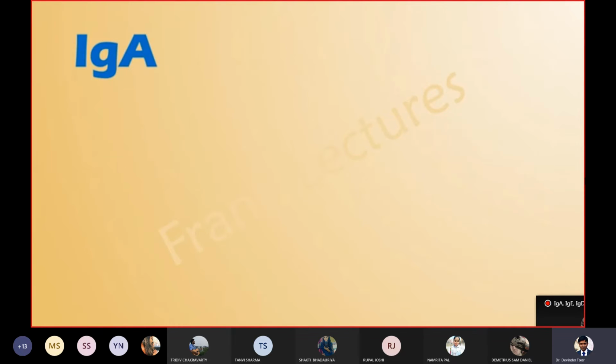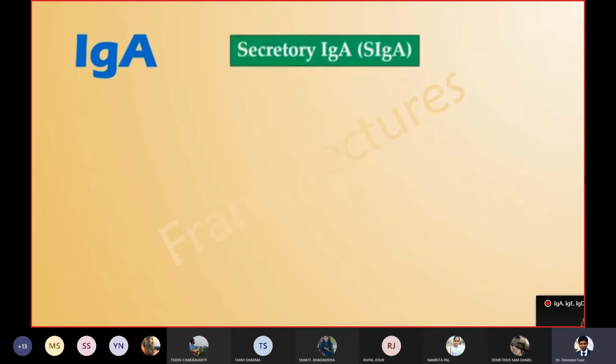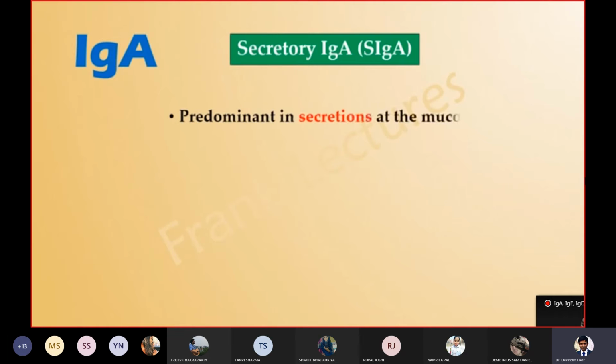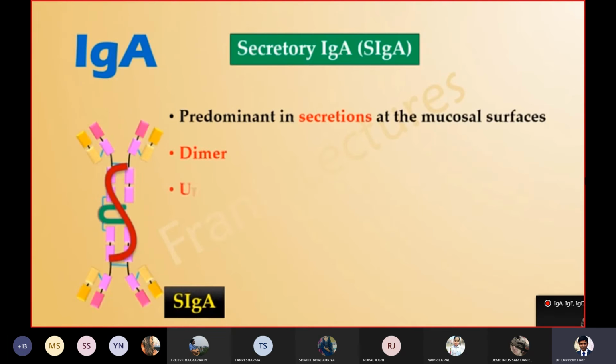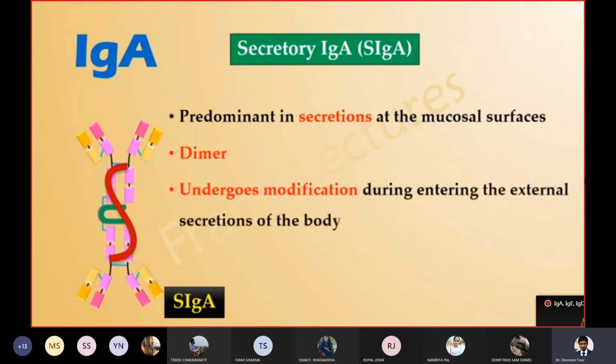Now let's see what is secretory immunoglobulin A. Secretory IgA is written as SIgA. Now, here S is written in uppercase. These secretory IgA are predominant on the mucosal surfaces. It is also a dimer. But while entering the external secretions of the body, it undergoes some modification. Let's understand this further.